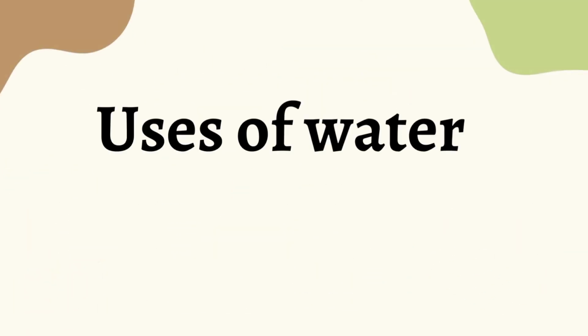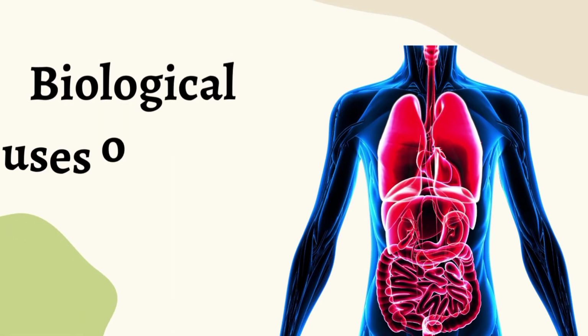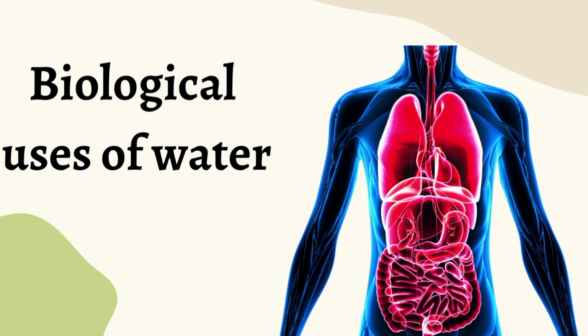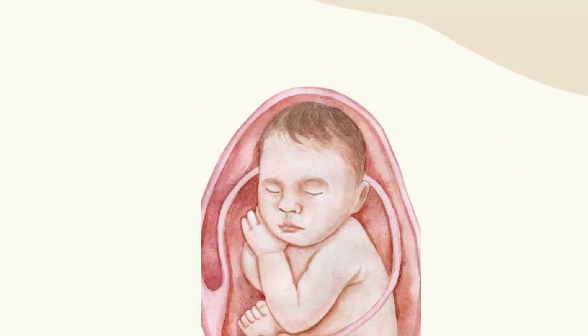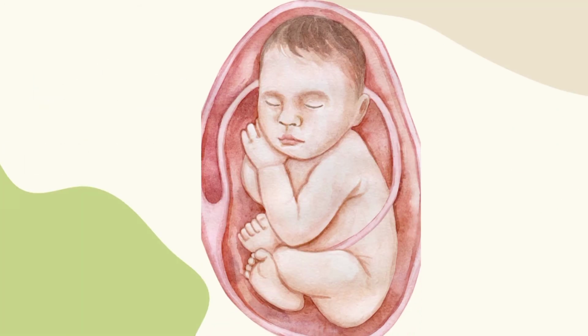So uses of water. Number one, we have the biological uses of water. This is the use of water for the proper functioning of the body. Water is essential for life. 80% of the body weight is water. Water in the womb of a pregnant woman helps the baby to stay comfortable. So we see that water is very important.